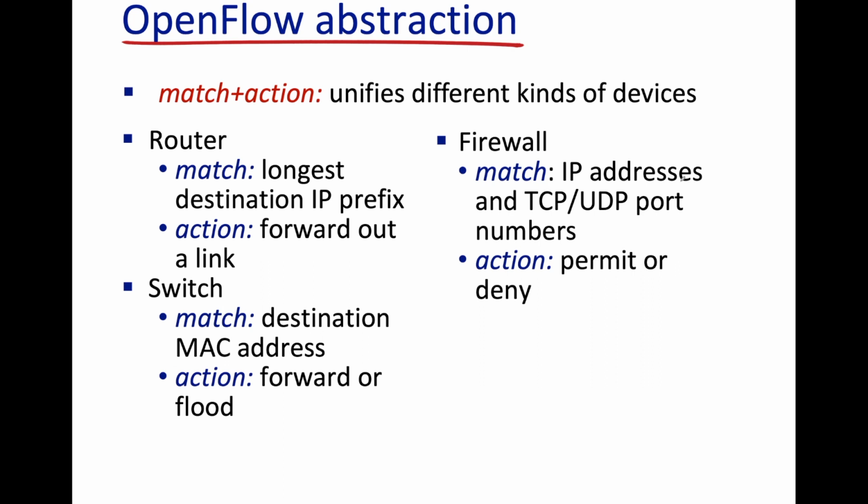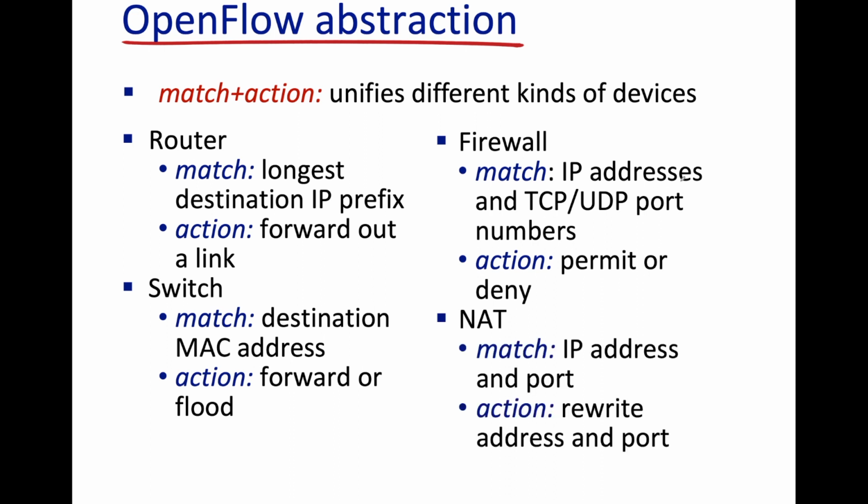So here it is, we can implement the behavior of arbitrary devices on the network by simply changing some of these bits in the match portion of the flow table, as well as the action portion in the flow table. And so, of course, NAT does rewriting. You look at an IP address, and the action is to rewrite the address and the port number.